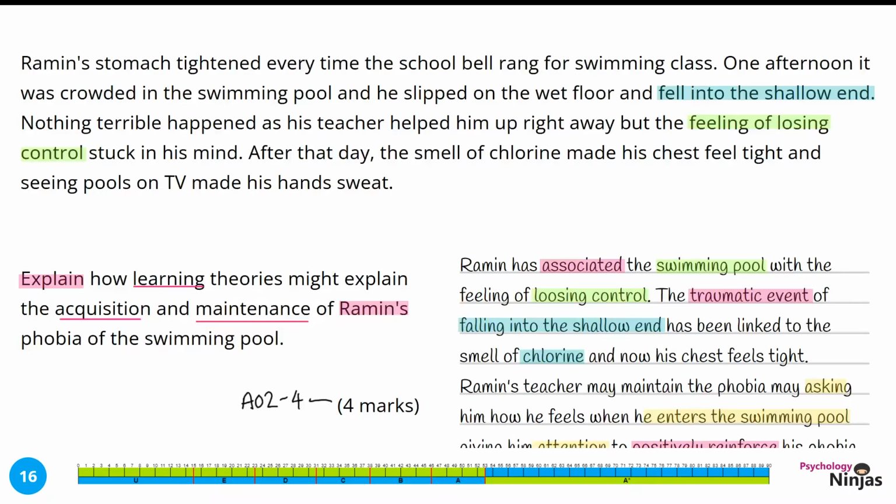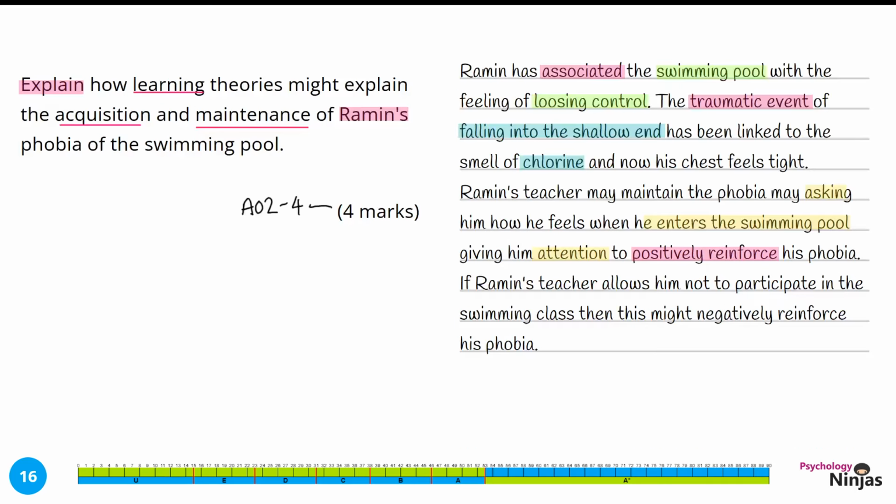We're going to go back up to the stem here and highlight this within our stem in order to show that we've got 3 different parts of the stem for our 3 application marks so far. Let's have a look at that final mark.